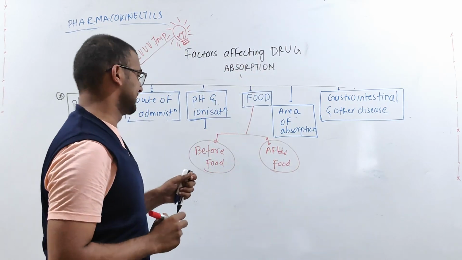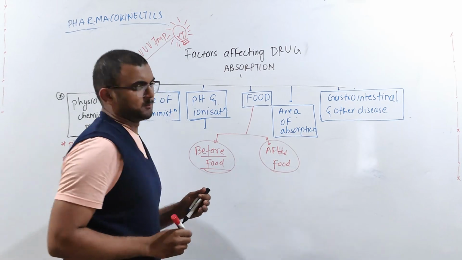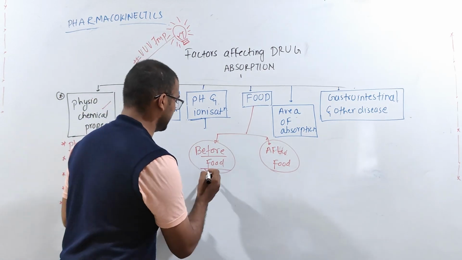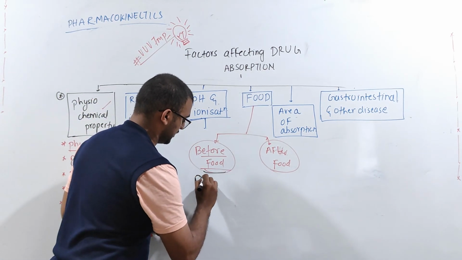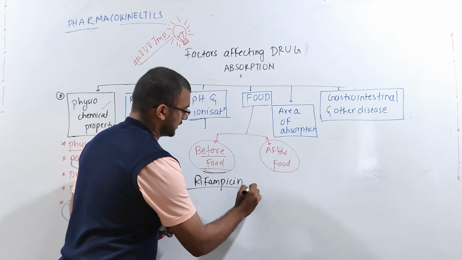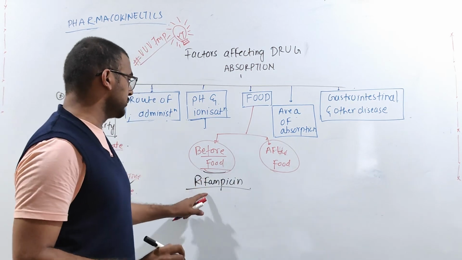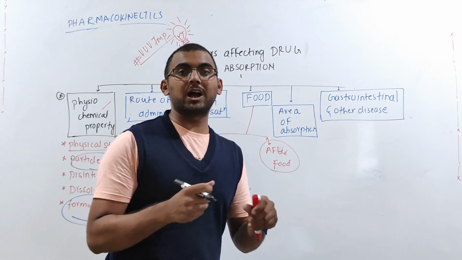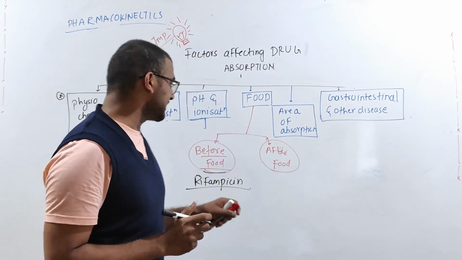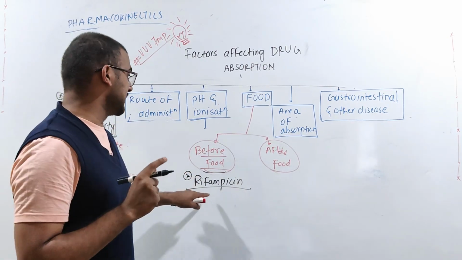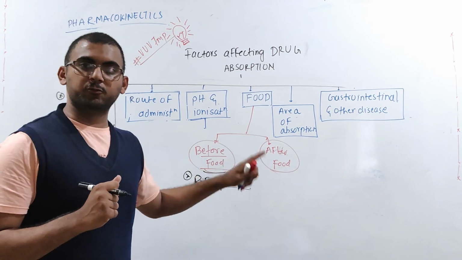Let's try to understand with some examples. What are the drugs which are supposed to be taken before food? Mainly rifampicin. When you take this drug with food, it's going to have lesser absorption, it's going to alter the absorption. That's why drugs like rifampicin are mainly taken before the food.